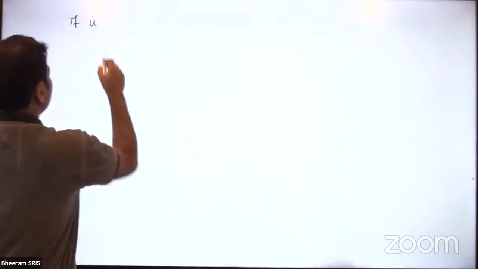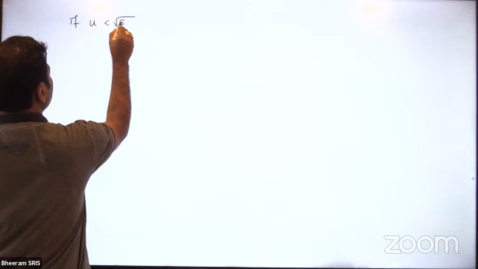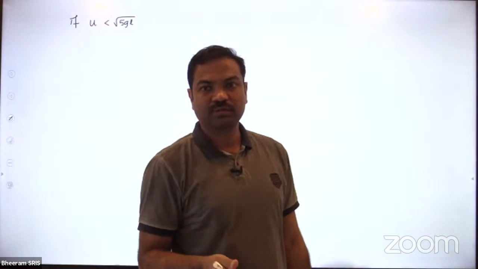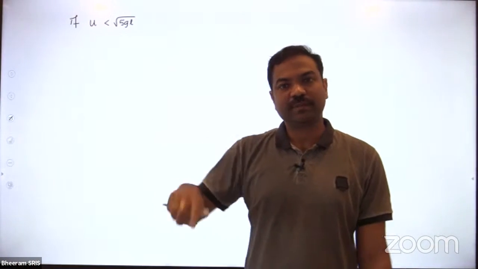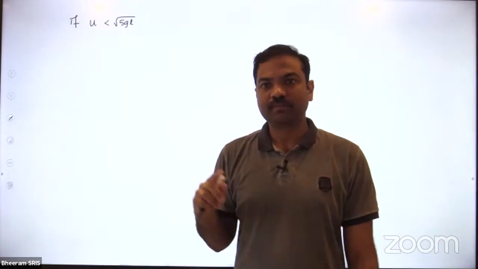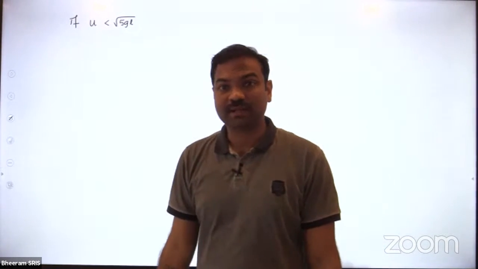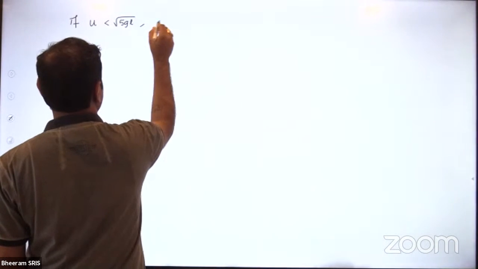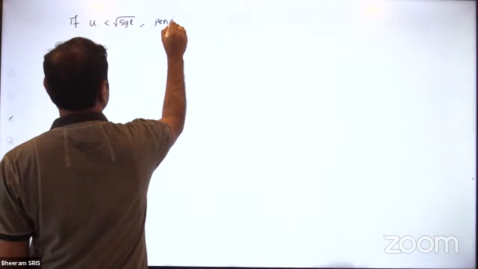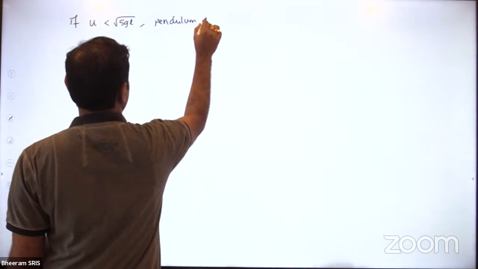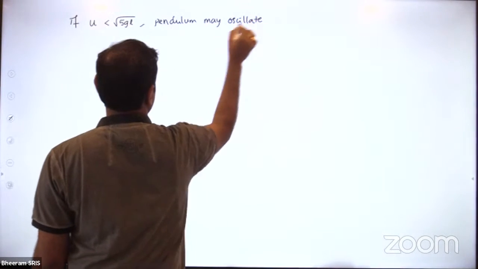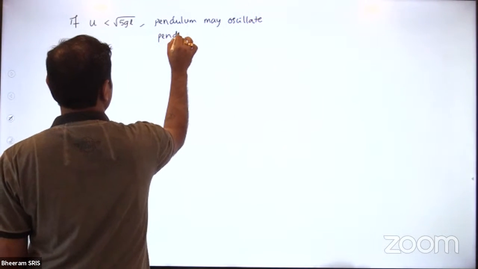Okay. If u is equal to root 5 gl or more than root 5 gl, then what will happen? It will complete the vertical circle. If it is less than root 5 gl, then what happens? Then there are two choices. One, the pendulum may oscillate, or the pendulum may leave the circular path.